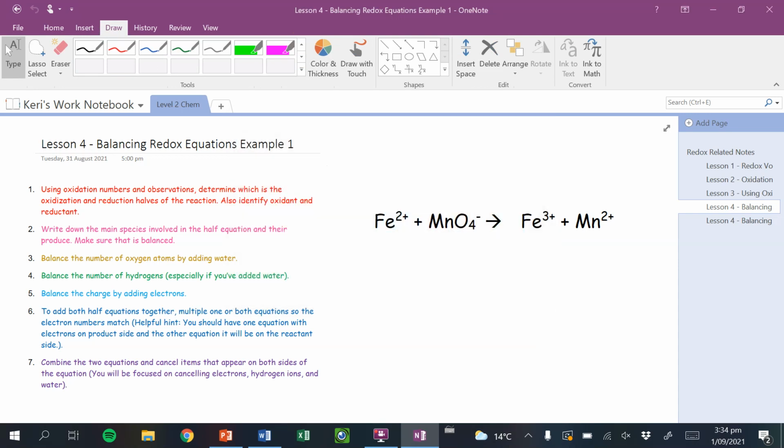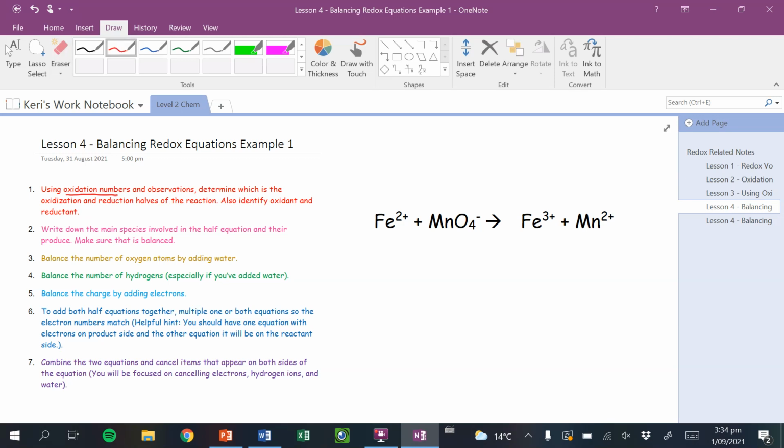Awesome. All right, so the first step that we need to do, just like we've been doing previously, is to go through and figure out which is the oxidation half and which is the reduction half, because I'm going to be pulling these apart and doing half equations first before I put them together. I'm going to be using either the oxidation numbers and/or observations to help me figure out what's going on. In this example, I only need to worry about the oxidation numbers, but in the second example, I'll show you how I can use the observations to help me. So basically, I want to split these reactions into the oxidation and the reduction, and I can then use that to identify the oxidant and reductant.